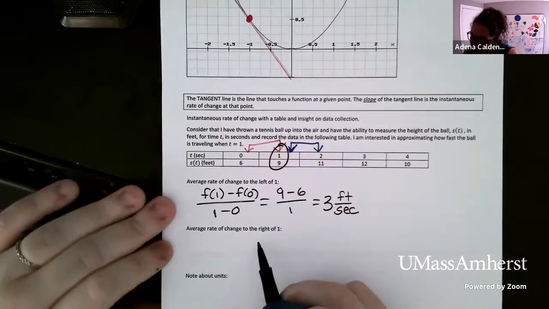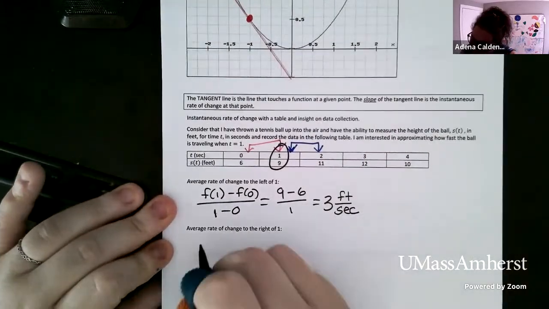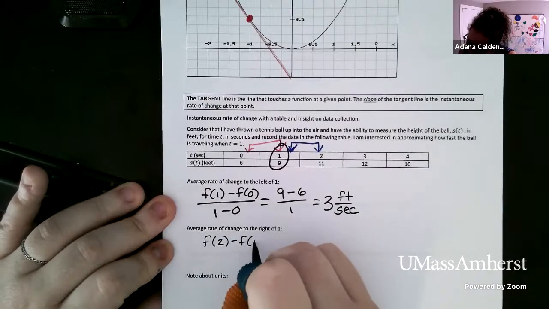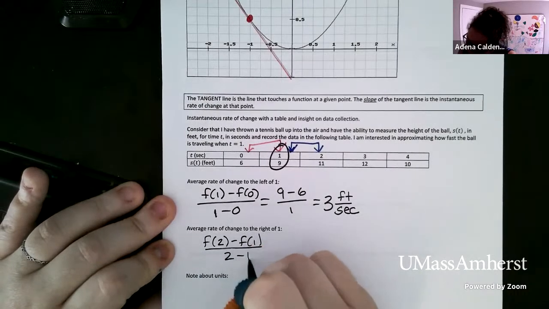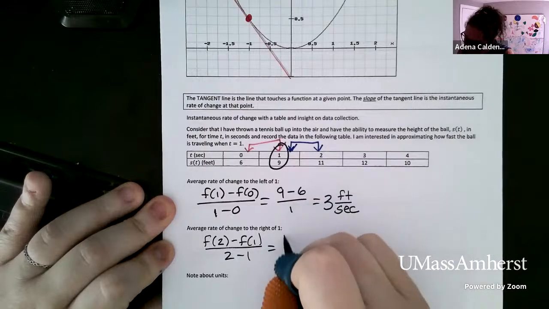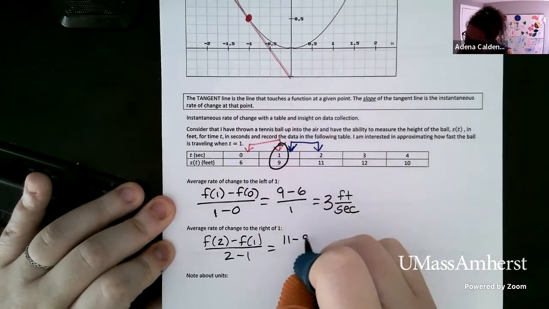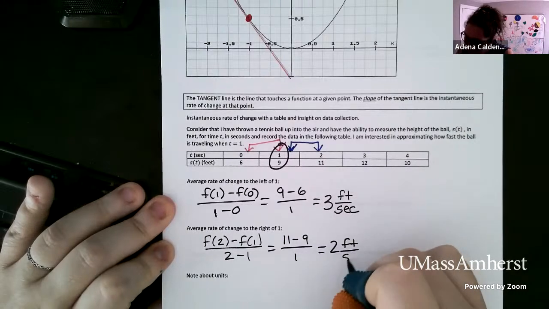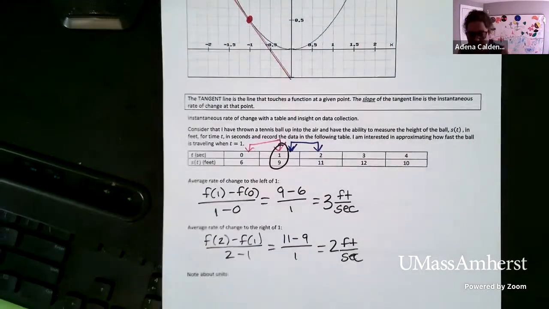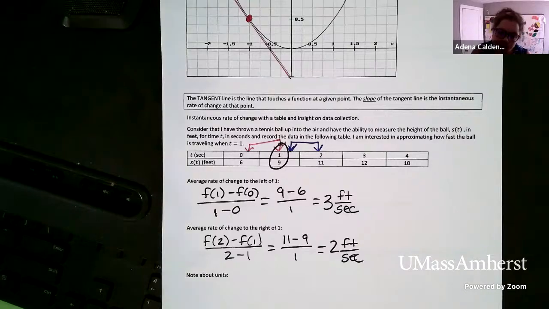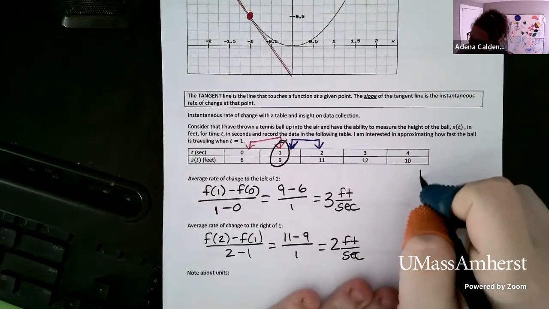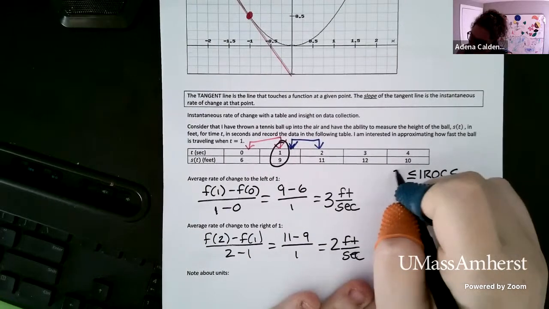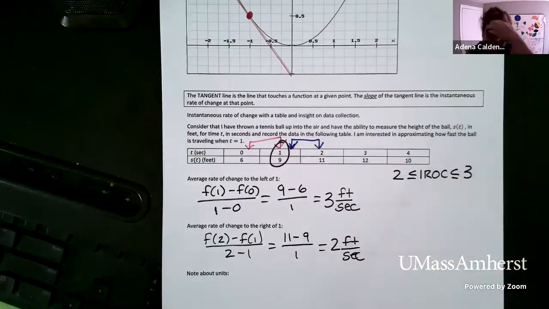We are also interested in doing the average rate of change to the right. So we're going to do f of 2 minus f of 1 over 2 minus 1. F of 2 is 11. F of 1 is 9 divided by 1 gives me 2 feet per second. Okay, so I do it to the left, I do it to the right. I know that my instantaneous rate of change has to be between 2 and 3.